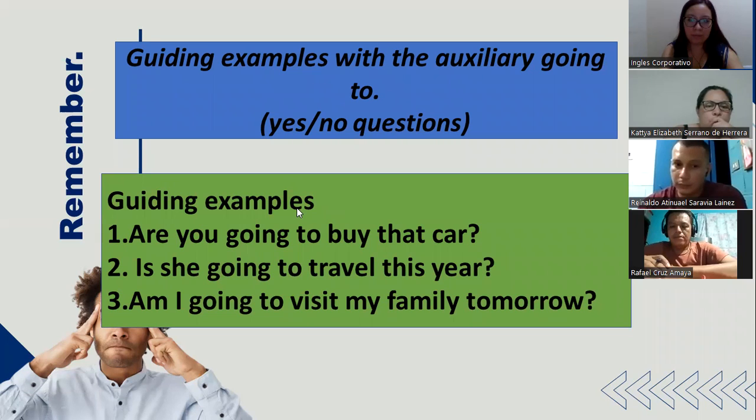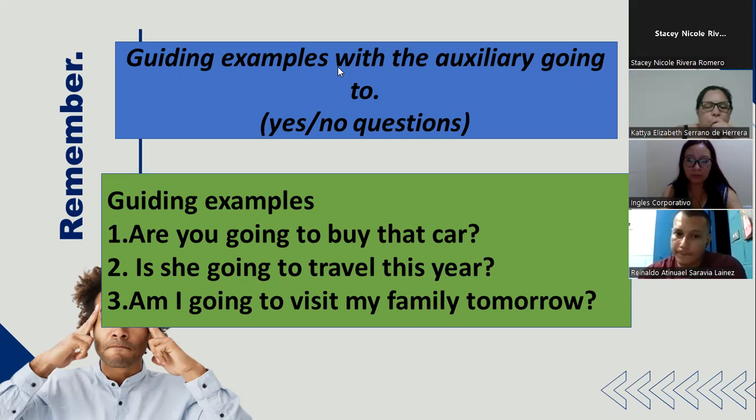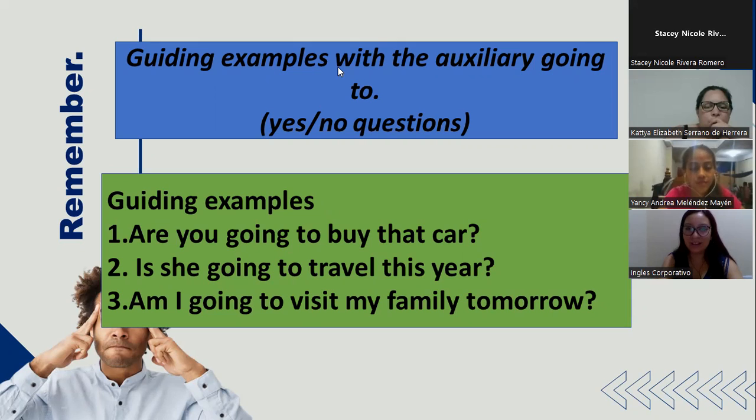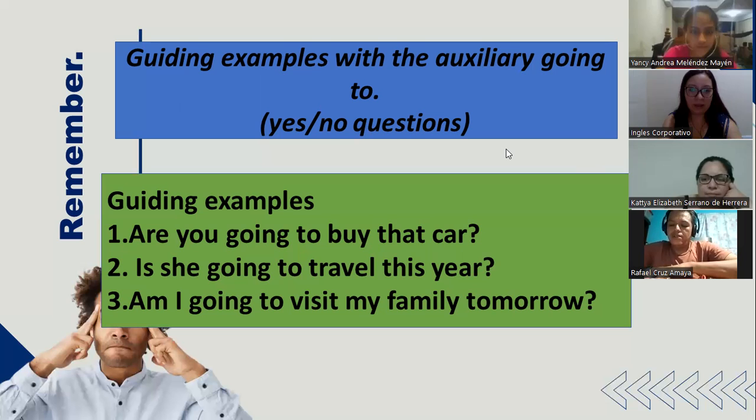Veamos, ¿quién quiere iniciar? Volunteers. Stacy, ¿cuál es su pregunta? Is she going to wear a dress? Very good. Thank you, Katia. Sorry, teacher. Are you going to play soccer? Very good. Thank you, Jancy. Is she going to visit her parents? Perfect, thank you. ¿Dónde están los demás? Todos tienen que darme una pregunta ahorita, veamos.